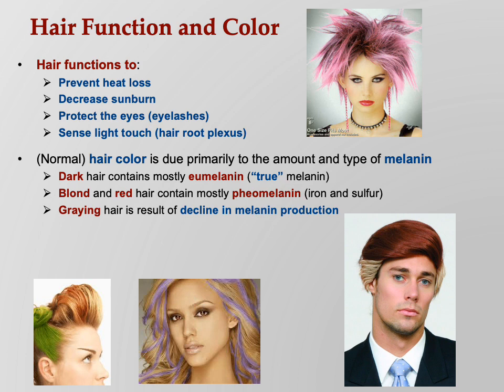Graying is as you get older, you don't make as much melanin, and white is where the hair has little air bubbles in it, okay? And you know how there are those old ladies that have blue hair? I have no idea what's going on there, all right?